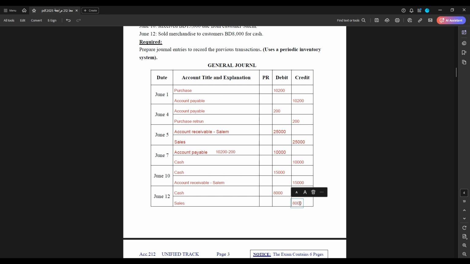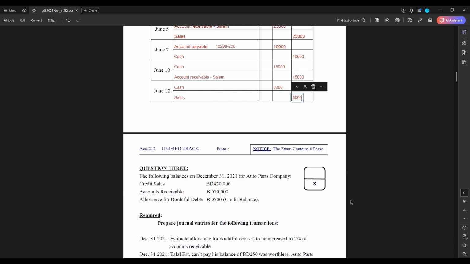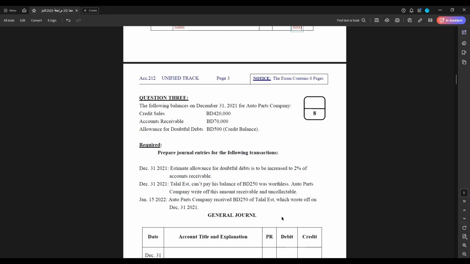So that's it for question 2. Now moving to question 3. Question 3, the following balances on December 31, 2021 for Auto Parts Company. We have credit sales of 420,000, accounts receivable of 70,000, and allowance for doubtful debts of 500, which has a credit balance.